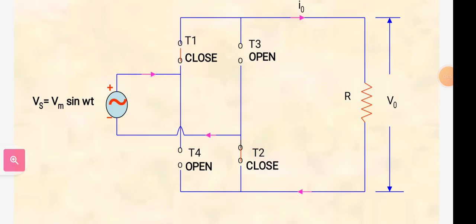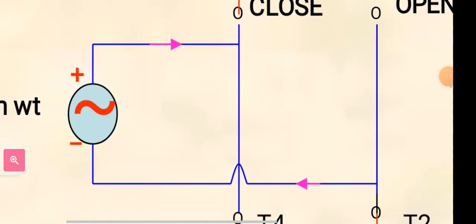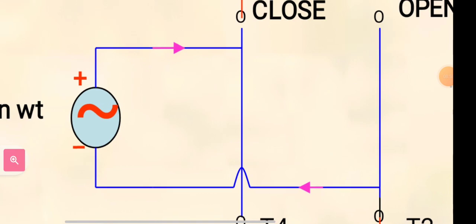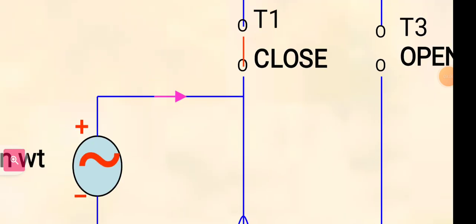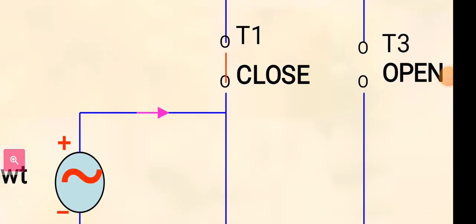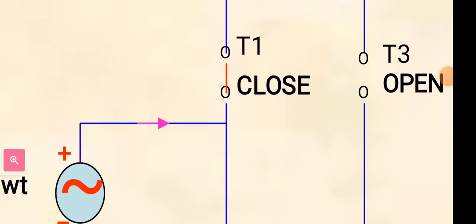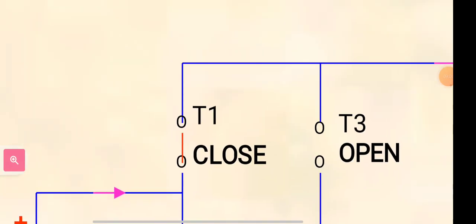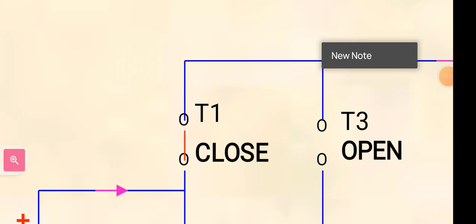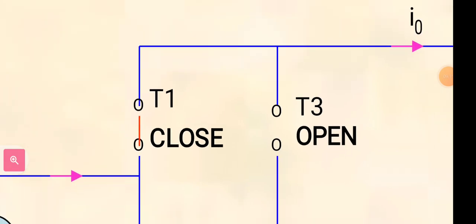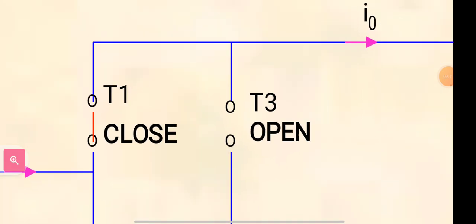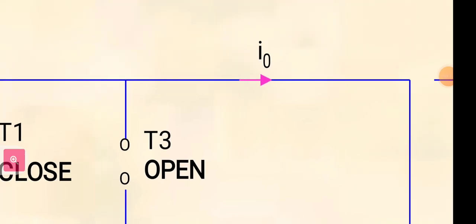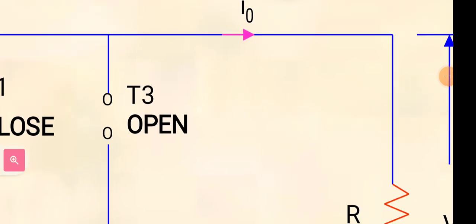So this is the diagram of the positive half cycle. The current will flow from positive to the T1 thyristor. Here the T1 thyristor will be closed and the current will flow from here, the T3 will be open. The current will flow like I0 and it comes to load.